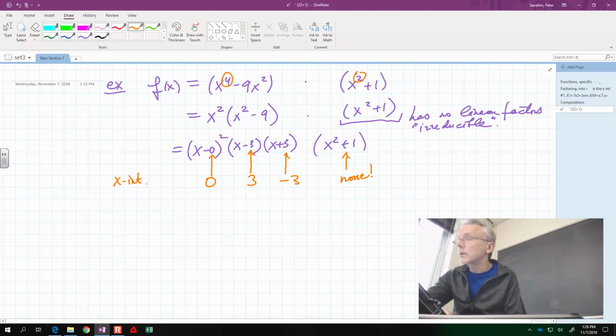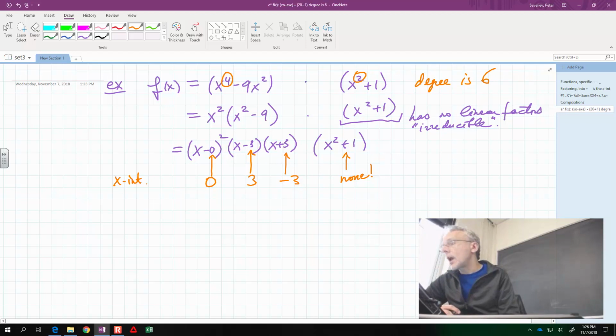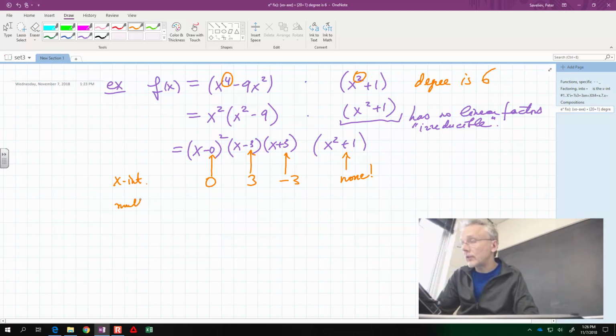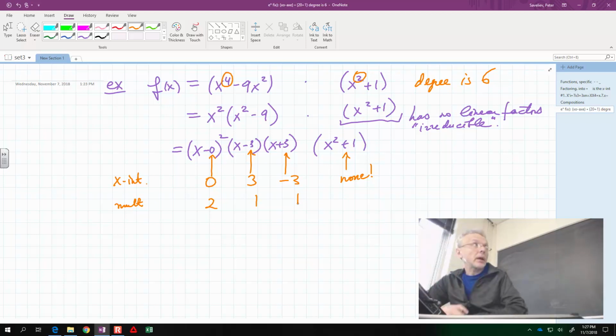So 4 and 2 degree is 6. If you multiply it out, you'll see the highest degree is 6. And it crosses the x-axis 3 times. It could cross up to 6 times, but this one only crosses it 3 times. Why? Because to begin with, the multiplicity of x equals 0 is 2. That's how you lose already one extra intersection. And secondly, the last term is irreducible, so it does not contribute any x-intercepts.